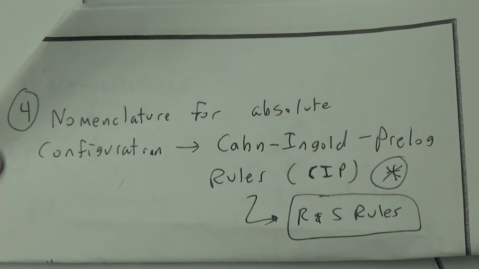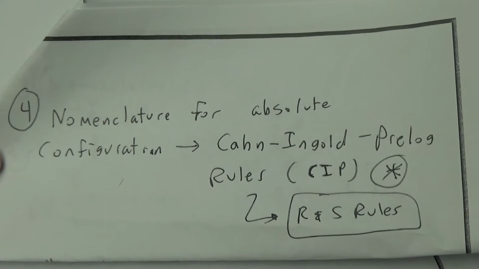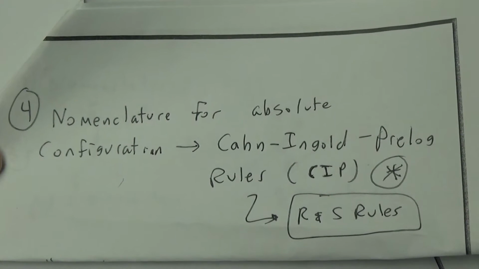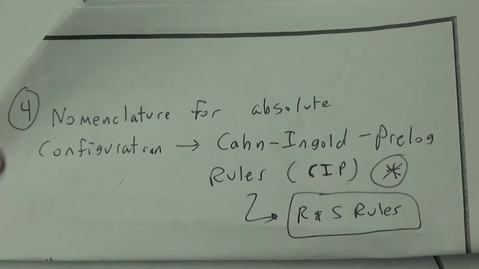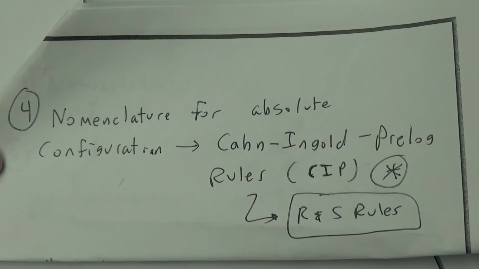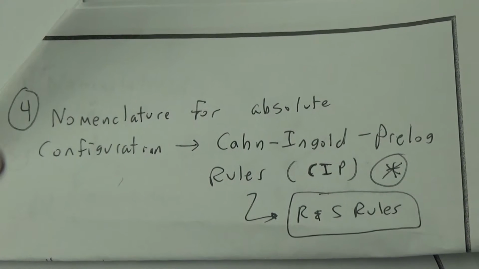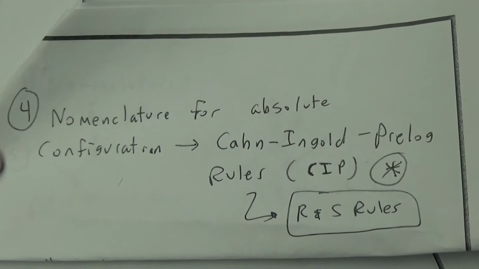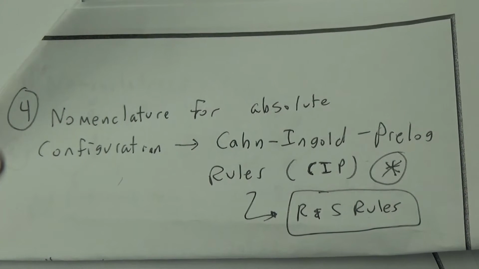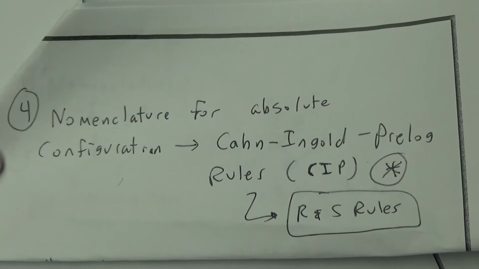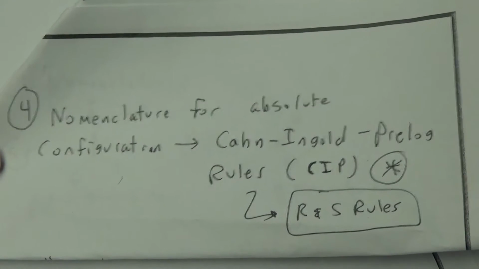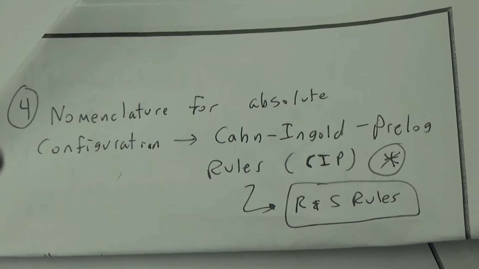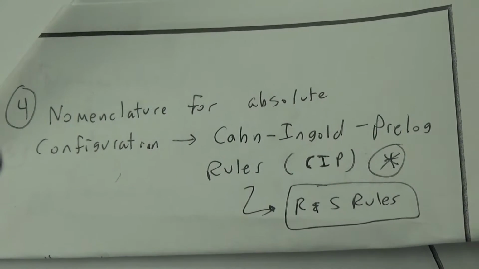So we were in this section of chapter 5 where we were talking about the Prelog rules or CIP rules, or you call them the RNS rules, right? They're where we assign the configuration of molecules, the chiral configuration. Like, is it R? Is it S? And that's what we've been up to.